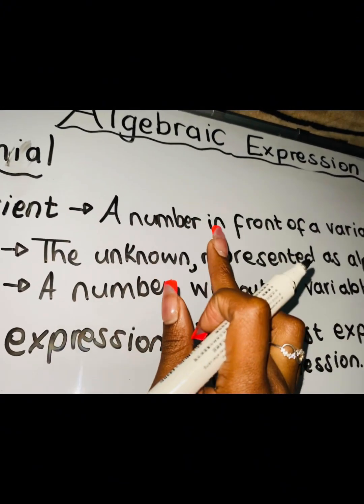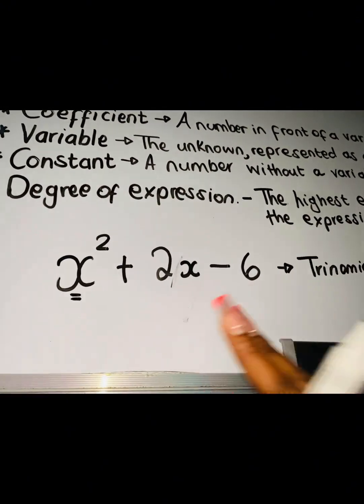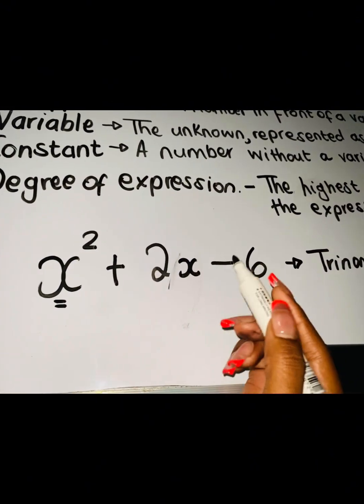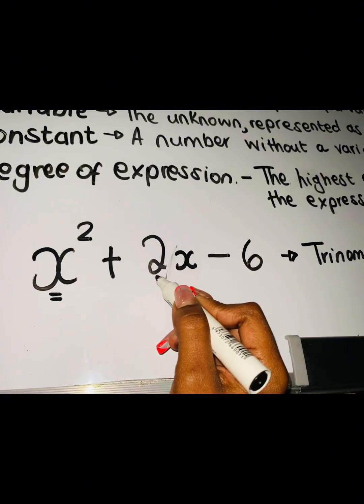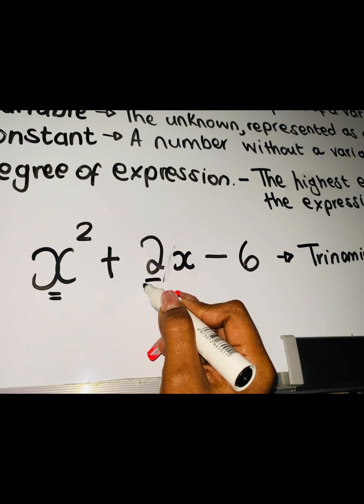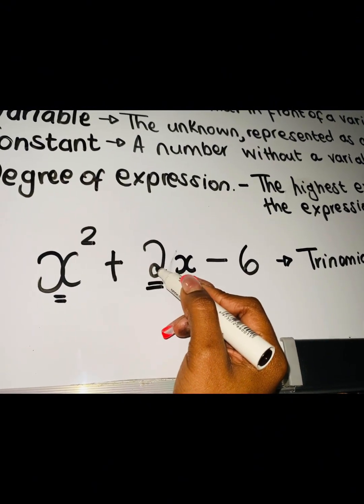So a coefficient is a number in front of the variable, and sometimes it can be behind the variable. Right. Now, what is the number in front of this variable, which is called x? The number is a positive 2 because this sign goes with the number.